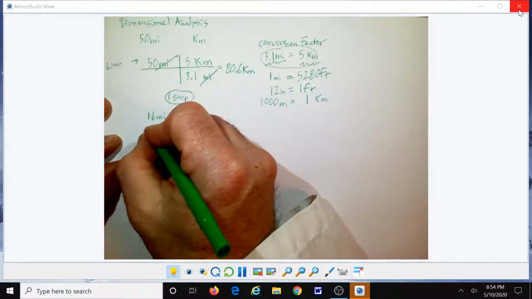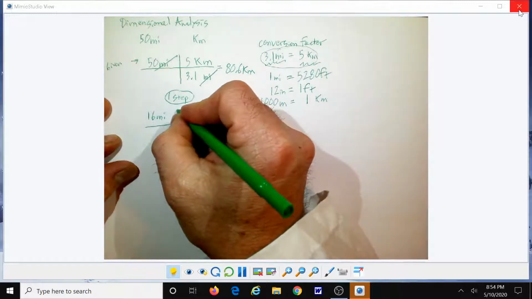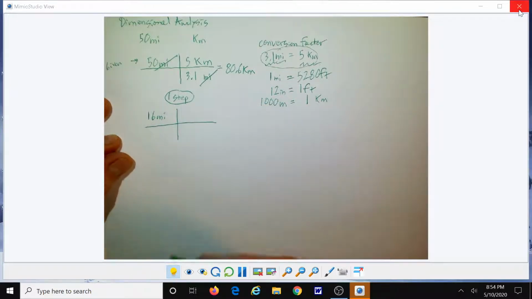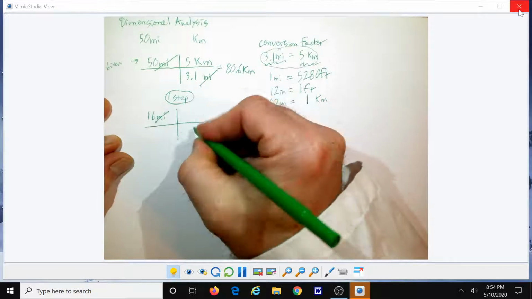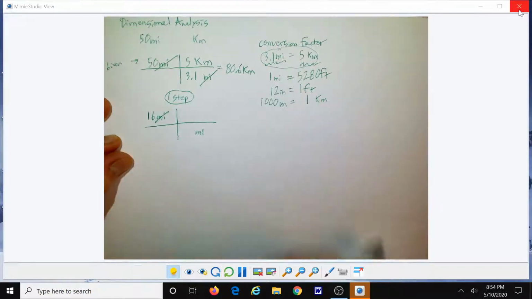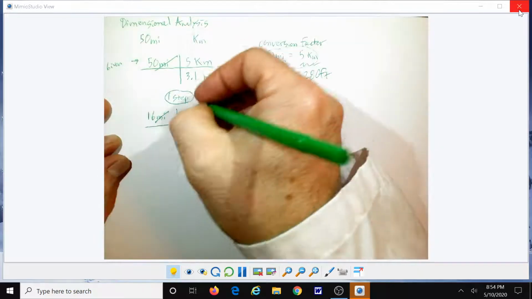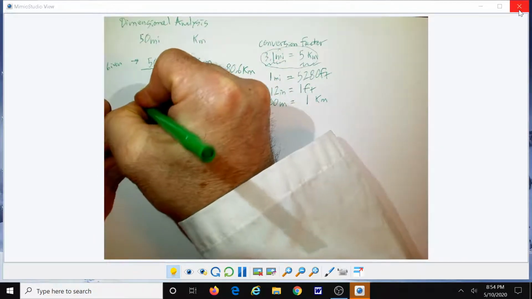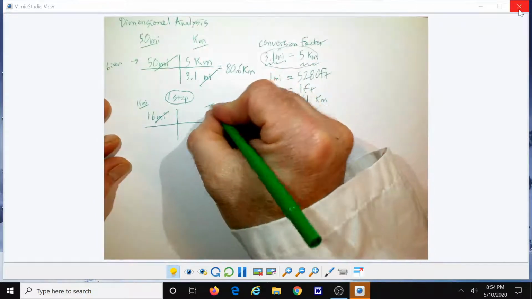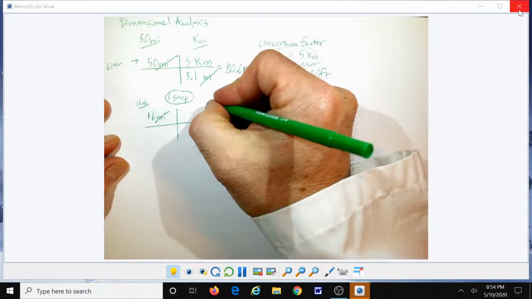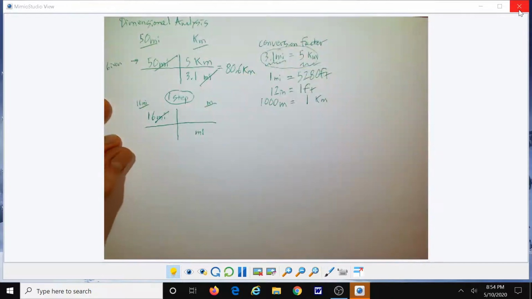We're going to start with the 16 miles. Now remember what we did up above. We want to get rid of miles, so we want to bring it down. And now we need a conversion factor that will work us towards our goal. Our goal in this problem is we're starting with 16 miles, and we want to convert that into how many meters away that would actually be.